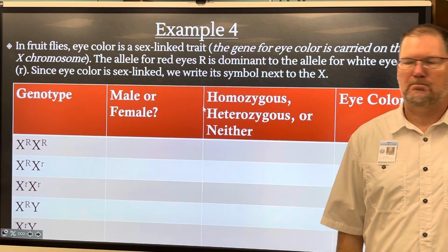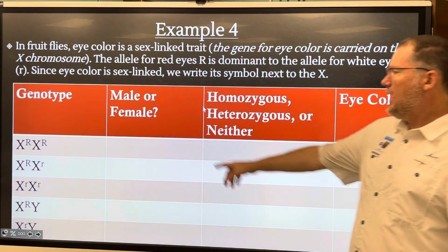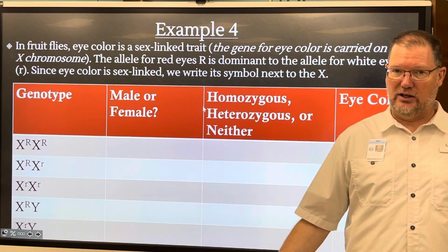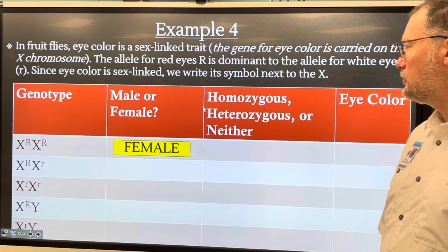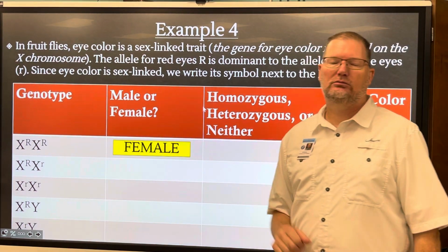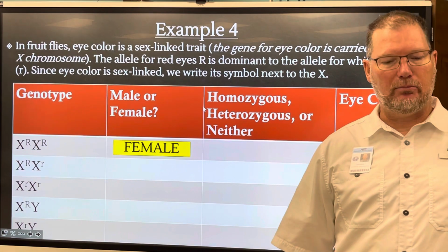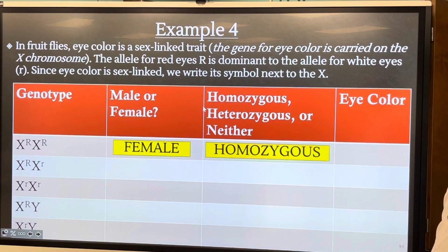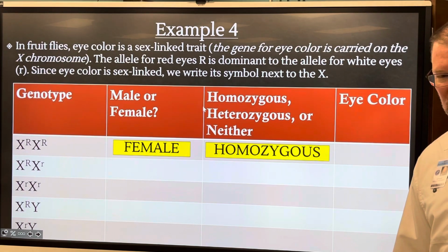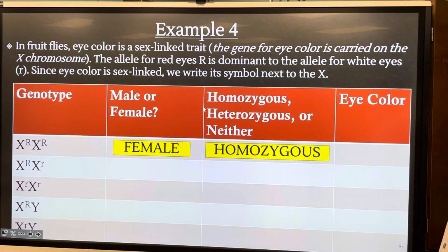Sex-linked traits. That simple. Male or female? Well, is there a Y? No, it's female. Homozygous, heterozygous, or neither? We know that homo means the same. Those are the same. What's the eye color? Pretty obvious also. It's going to be red.